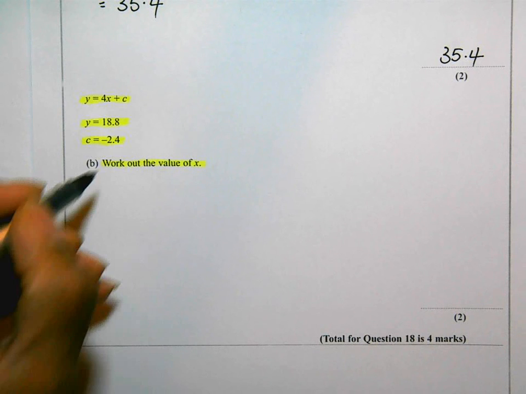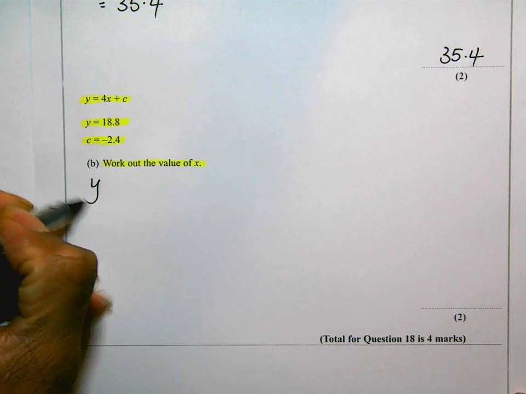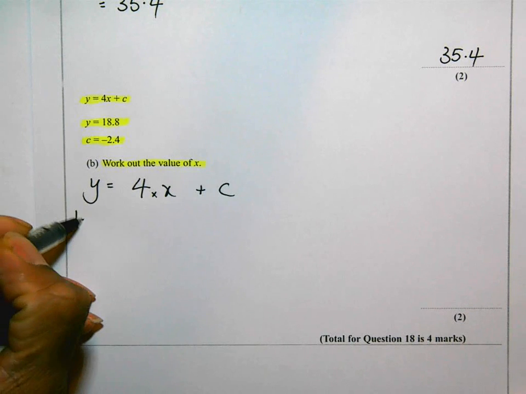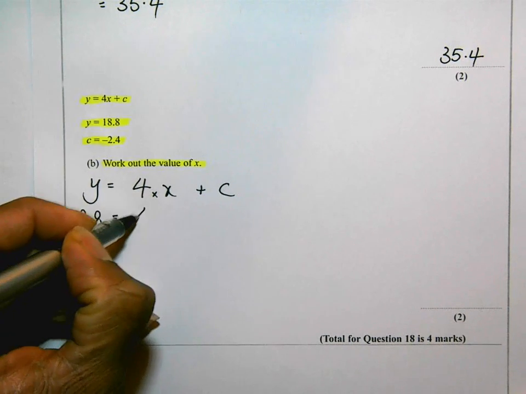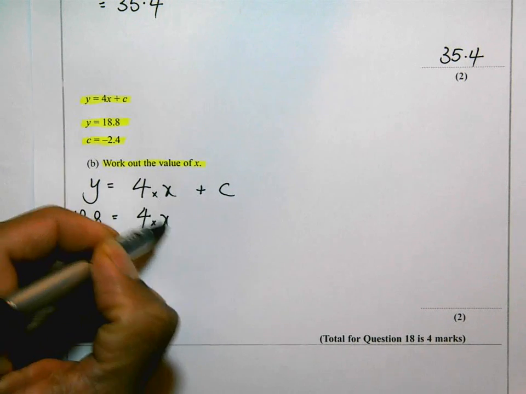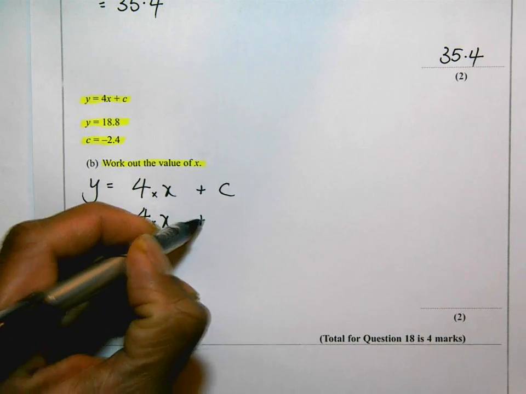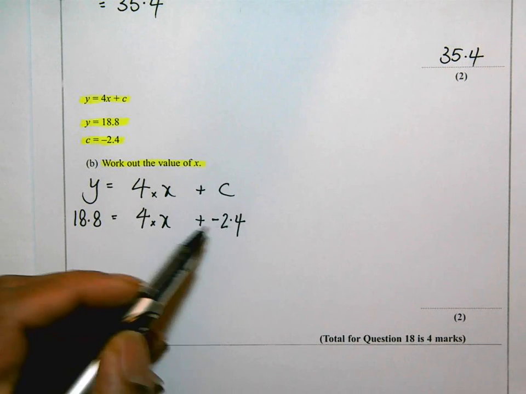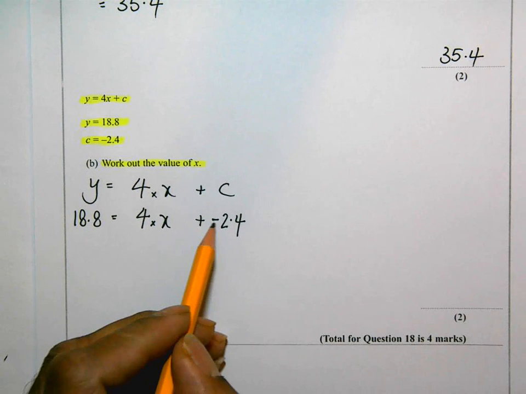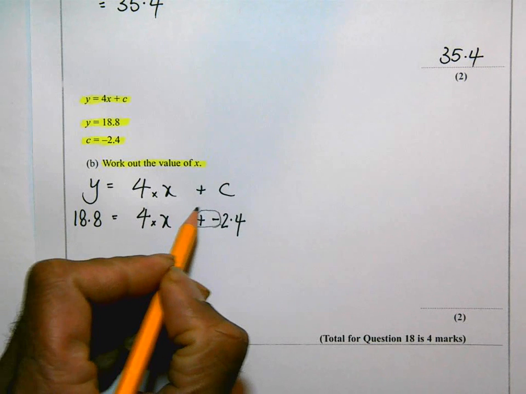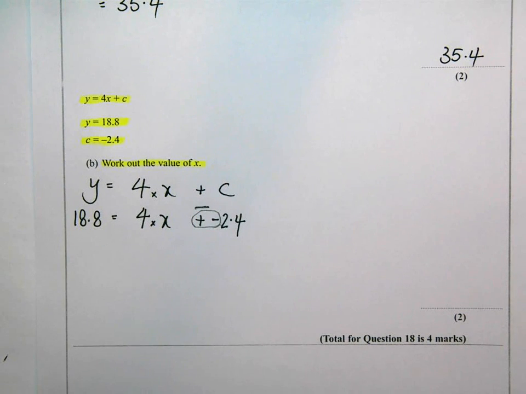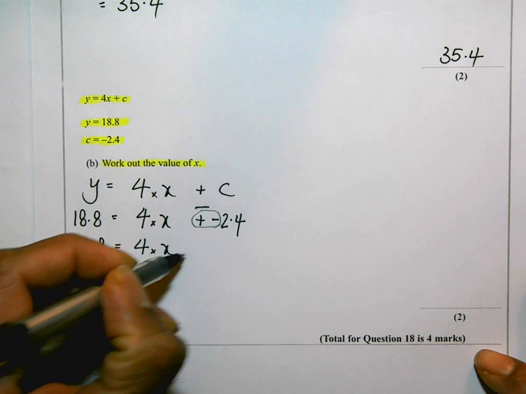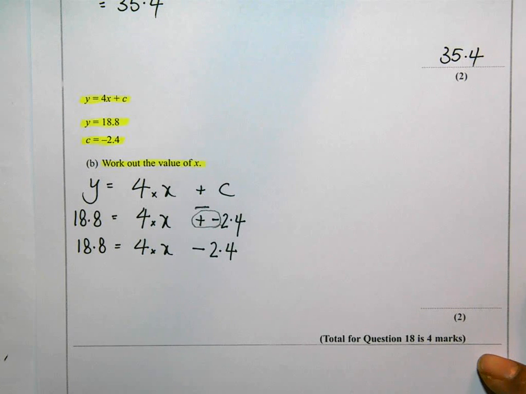We're going to say that the equation is y is equal to 4 times whatever x is, and then add c. I know what y is, 18.8. Still going to work out 4, but we don't know what x is, so it's 4 times whatever x is. And then I'm going to add c, but c this time is minus 2.4. So I have plus a minus, and a plus and a minus together is equivalent to a minus. So if I just rewrite this, 18.8 is equal to 4 times whatever x is, take away 2.4.